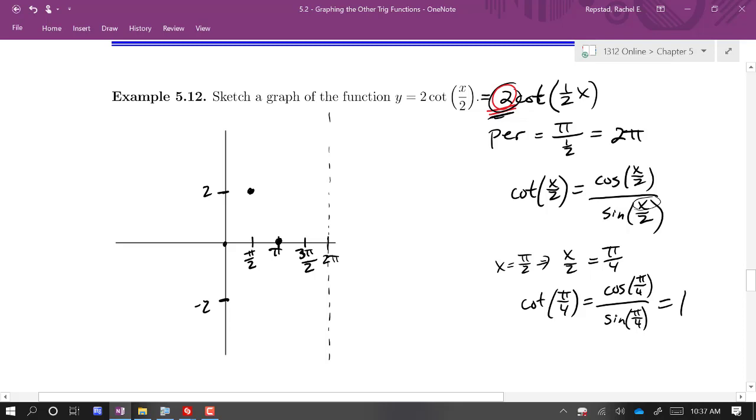Then at pi, we're at 0. At 3 pi over 2, it's at negative 2. And so we get this behavior here. Similar shape, just going the other way. And there's 2 times cotan of 1/2 x.